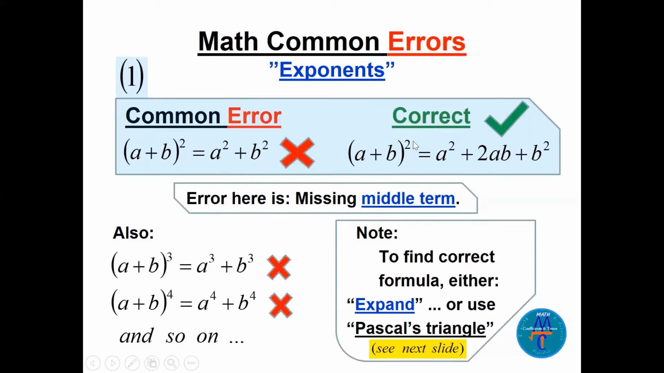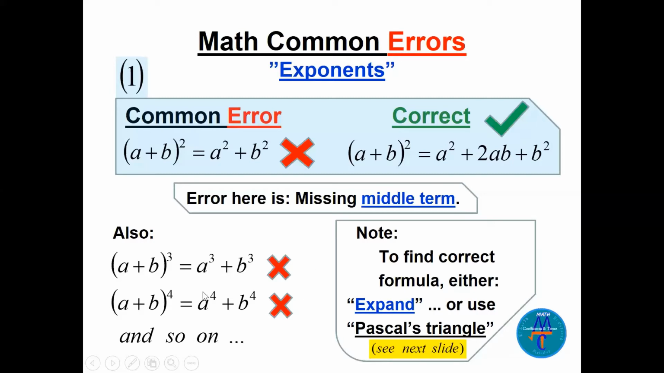So everyone using math, if you have this formula, A plus B squared, you have to write the middle term, plus 2AB. And then you write B squared for sure, and then A squared. So missing the middle term is the big error here. Also, look, this is another error, but it's the same idea. A plus B all cubed: you cannot write A cubed plus B cubed. A plus B to the power 4: you cannot write A to the power 4 plus B to the power 4, and so on.